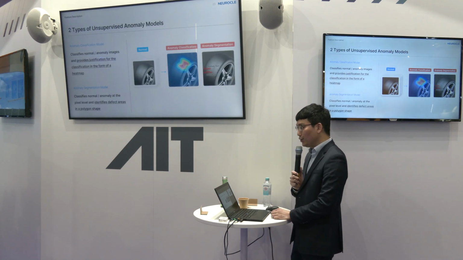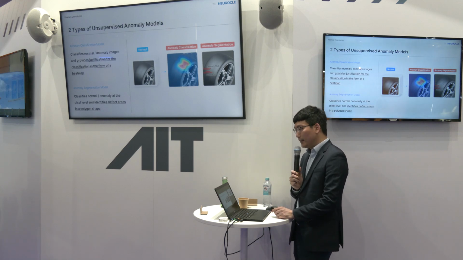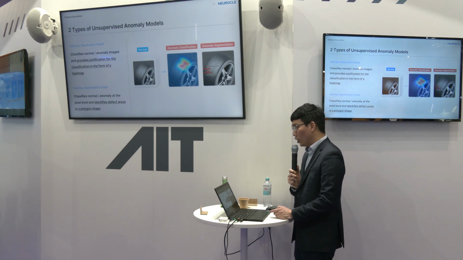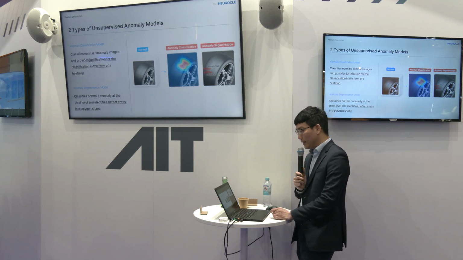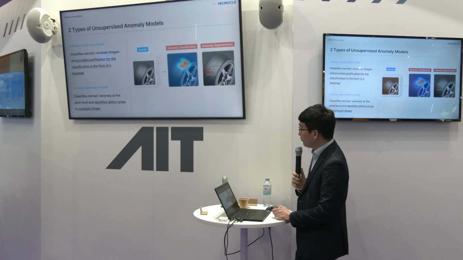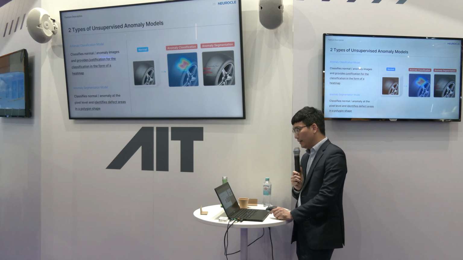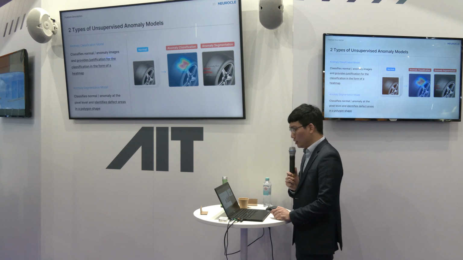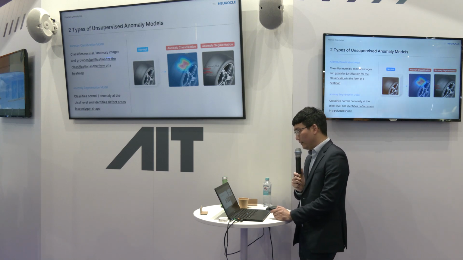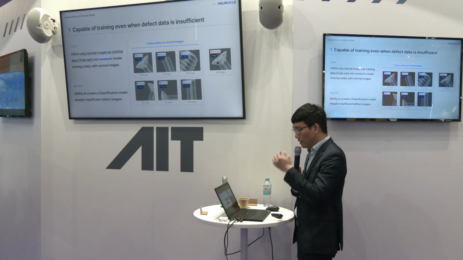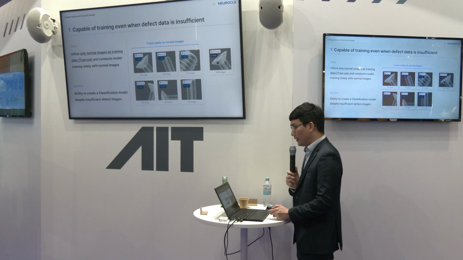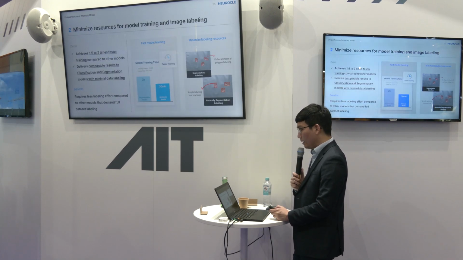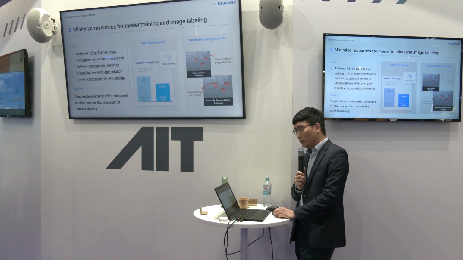So we provide 2 types of anomaly models. One is anomaly classification, and the other is anomaly segmentation. The result is very similar to normal classification and normal segmentation. For classification, as you can see, we provide a heat map, and for anomaly segmentation, we provide some blobs on the surfaces. As I mentioned, the biggest benefit of this anomaly model is that we can train when the defect data is very insufficient. And also, we can minimize the resources for model training and image labeling.